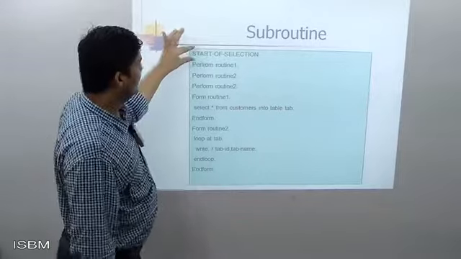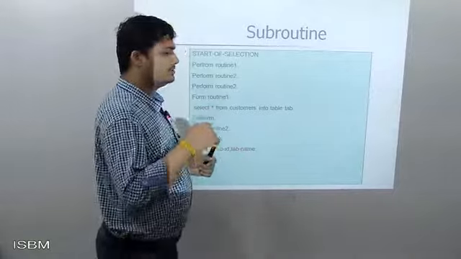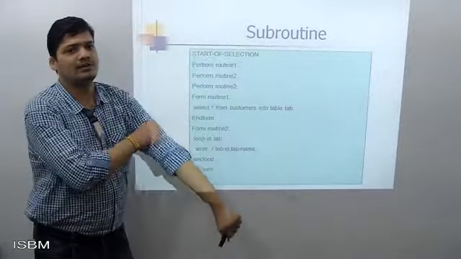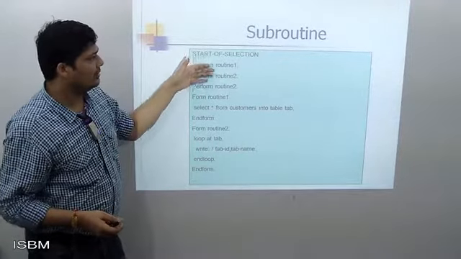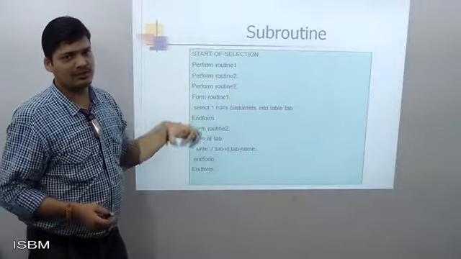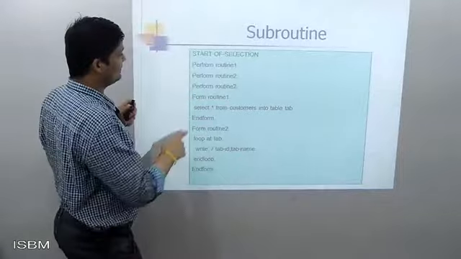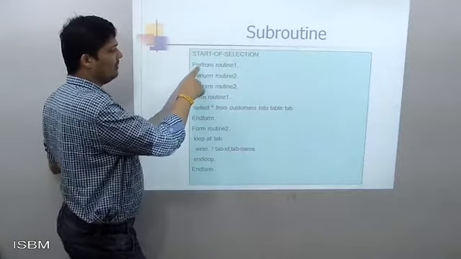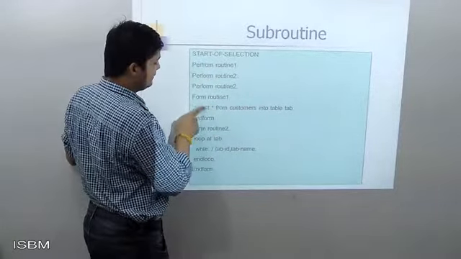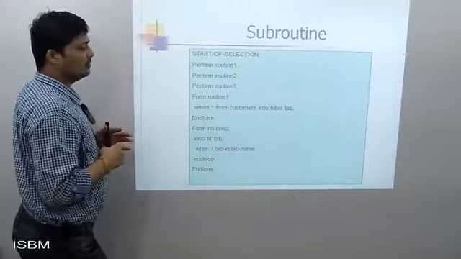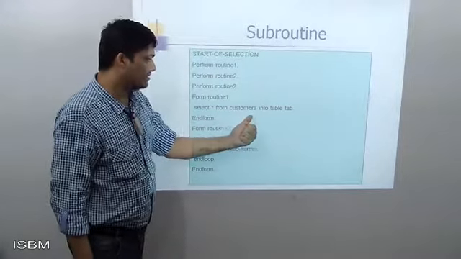So what I have done in the start-of-selection, basically when your program starts executing, the cursor will go into your system. When it comes to the start-of-selection, it will search for the select query. Select query in the sense from where you are fetching your data. In the perform, when you double click over here, it will create a form and endform. Inside a form and endform, you can write your own query. Here you can see they have written select star from customers into table tab.